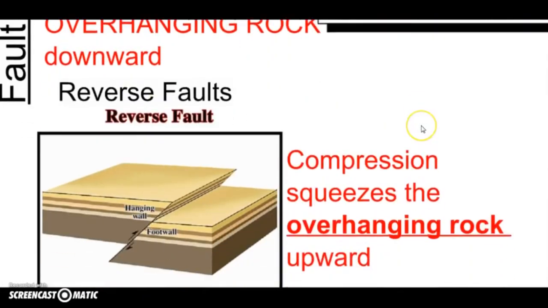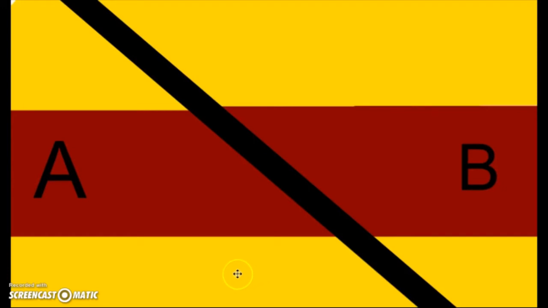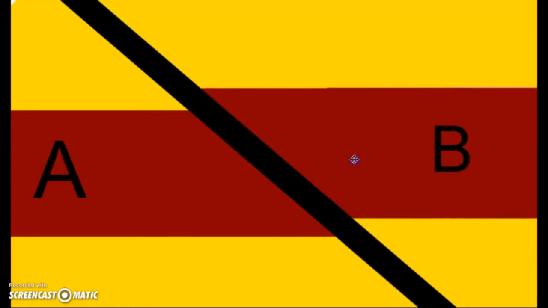Okay, so how do you tell the difference between a reverse fault and a normal fault? The first thing you have to do is realize which wall is overhanging the other wall. So let's just take a look at a rock layer with a fault in it. If we take a look at these rock layers here, we have a rock layer A, we have a rock layer B, and there's a fault. There's this big crack between them.